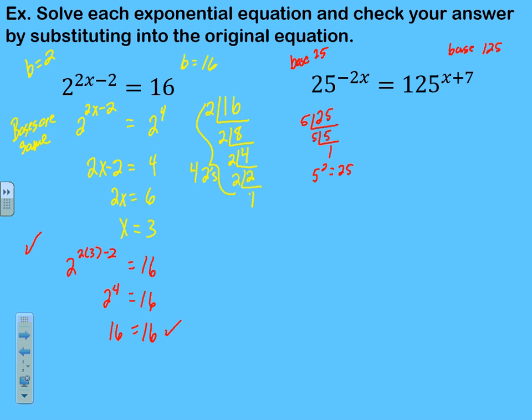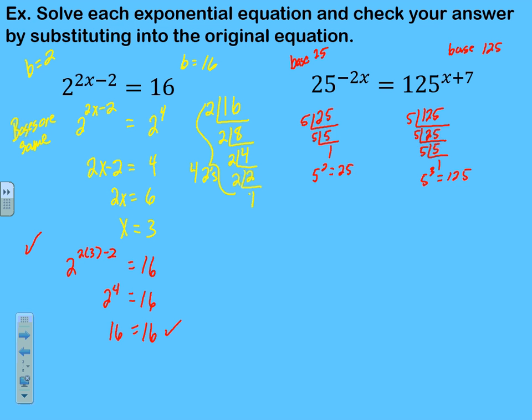So now I'm going to do the same thing with 125. See how many times 5 goes into 125. Well, 5 goes into 125 25 times, and I can continue breaking that down to see how many times I would have to raise 5 to equal 125. So here, 5 goes into 25 5 times, and then 5 goes into 5 1 time. So that tells me that it's going to be 5 to the third power to equal 125.